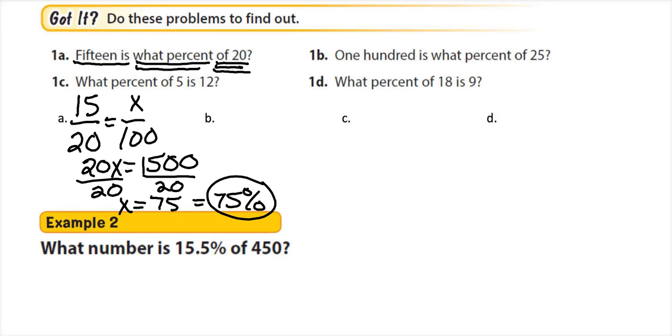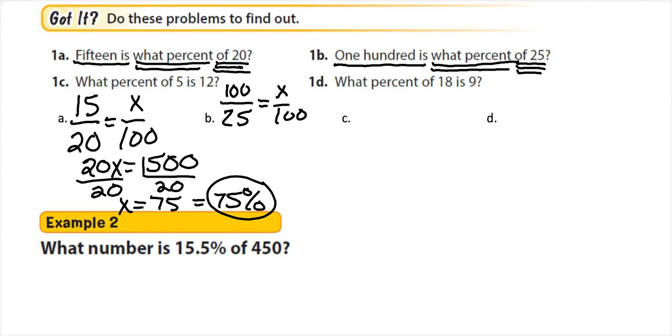Okay, all right, let's take a look at letter B. It says 100 is what percent of 25? So 100 is, so 100 would be way up here. Is over of is 25. And then what percent again? So that would be x over 100. Okay, so we're going to cross multiply, that's 25x. And then we have 100 times 100, which is going to be 10,000.